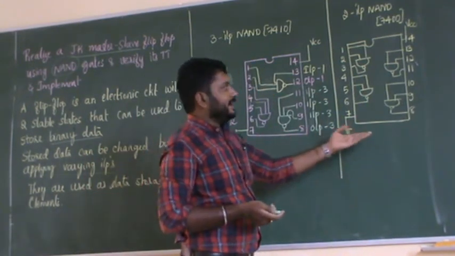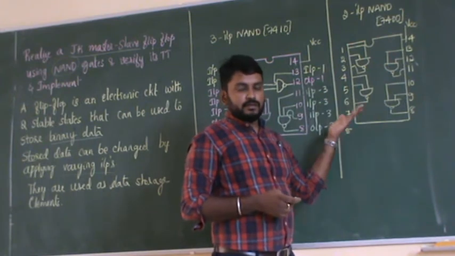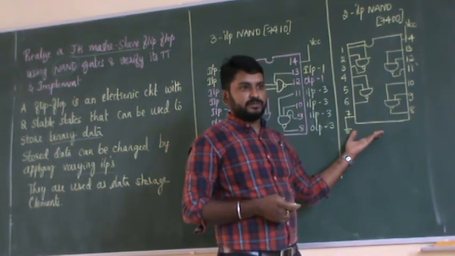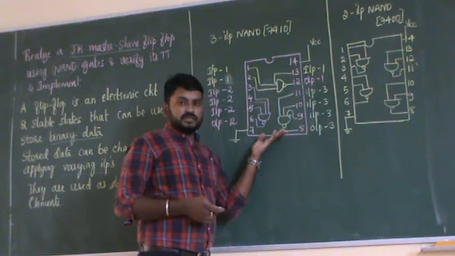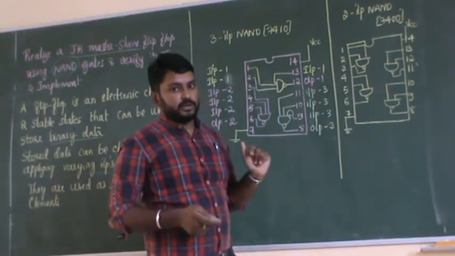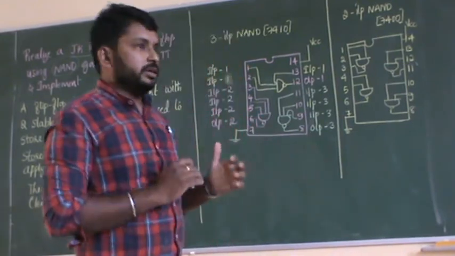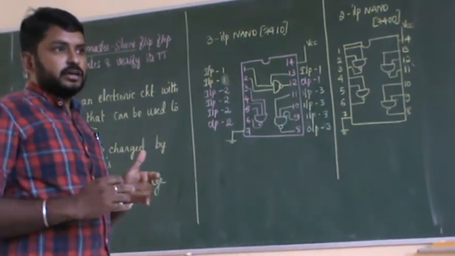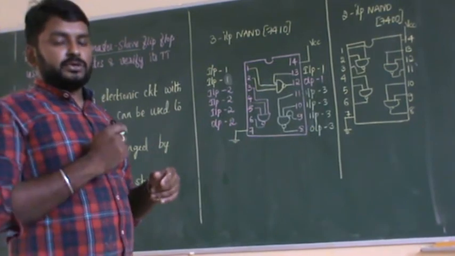I think I have already explained this NAND gate pin configuration. So this is a new IC that you are learning, and this is the internal structure of the 3-input NAND gate. By understanding this particular pin configuration and the internal structure, we can write the pin numbers for the given circuit.